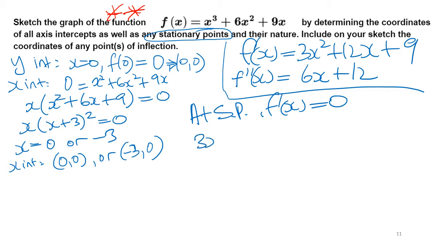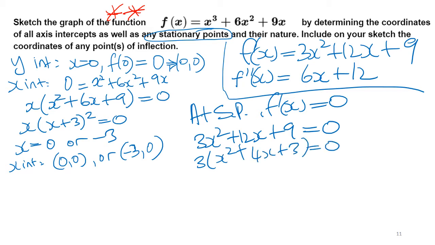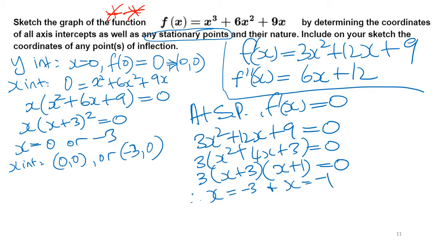So we're going to make 3x squared plus 12x plus 9 equal to 0. And now I want to solve for x. I can take the 3 out: x squared plus 4x plus 3 equals 0. If I factorize it, I will get 3 times (x plus 3) times (x plus 1) equals 0. Therefore, x equals negative 3 and x equals negative 1 would be the stationary points. So the stationary points are at these 2 points.